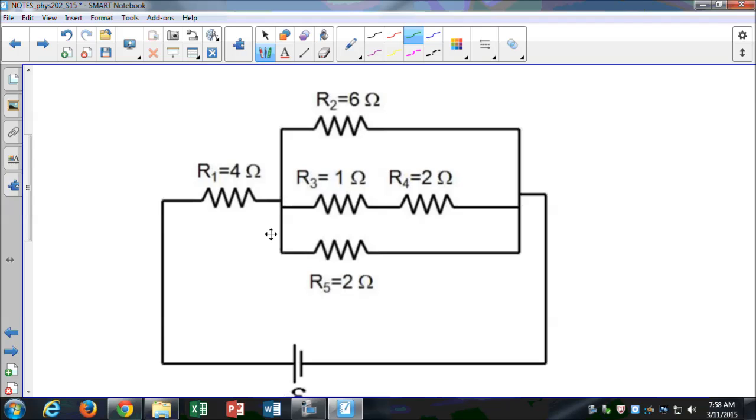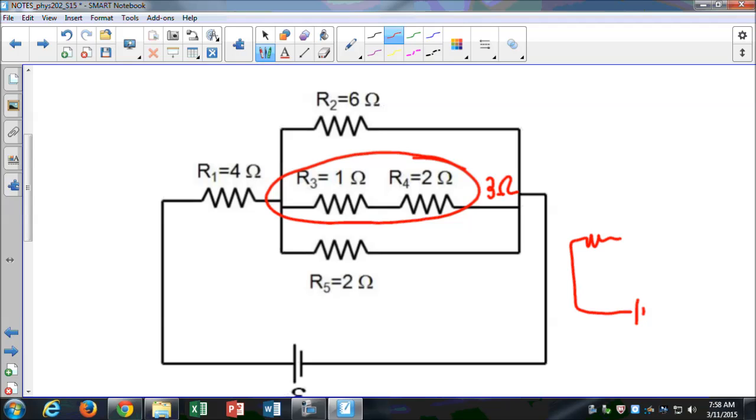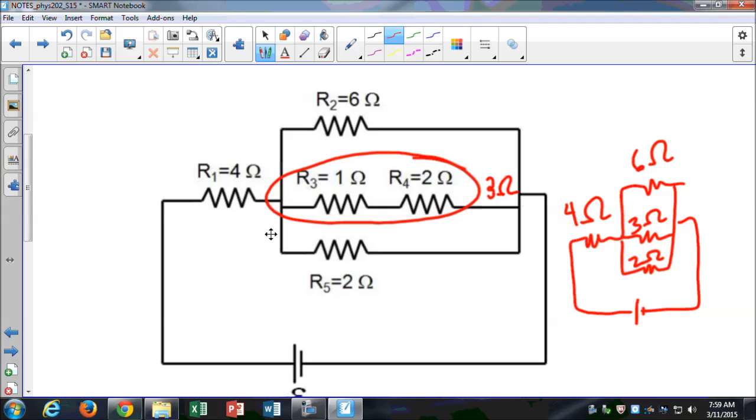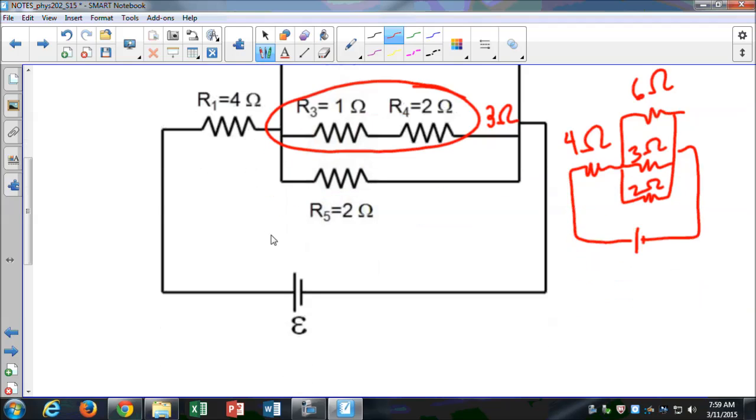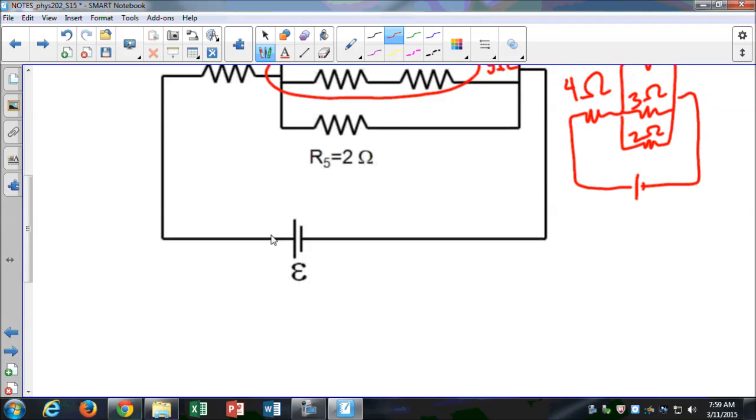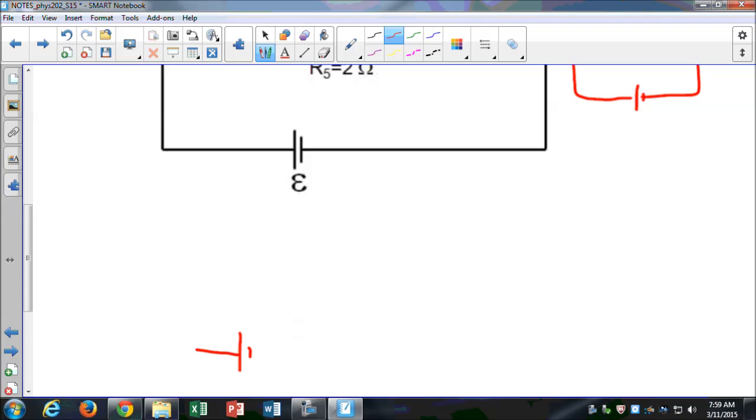Alright, so I start with the smallest part. I add up these 2 resistors. That gives me 3 ohms. I can redraw this. I have a 4 ohm, a 6, a 3, and a 2. And the 6, 3, and 2, those in parallel give me 1 ohm. That's 1 over 6 plus 1 over 3 plus 1 over 2. That's equal to 1. That was one of those common fractions that I gave you. You'll see those on the exam. And so that gives me a 4 and a 1 ohm, which gives me 5 ohms.